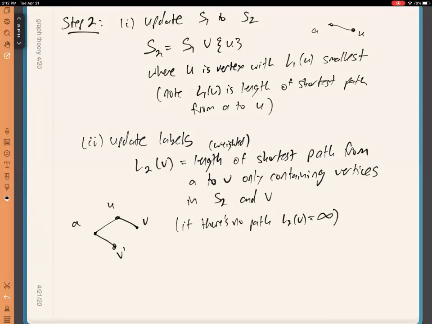And that very well may be the case, that there is no path. For example, what if I have a W over here? Then the label of W would be infinity, because I can only reach W by going A to U and then to V and then W, but V was not in my set S2, so that would stay infinite.